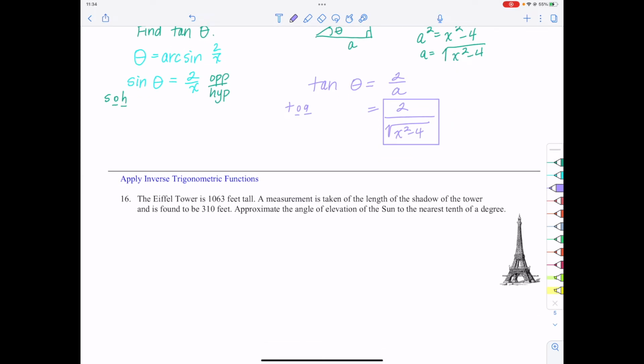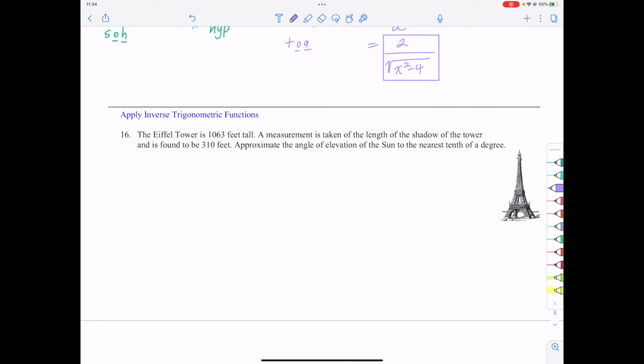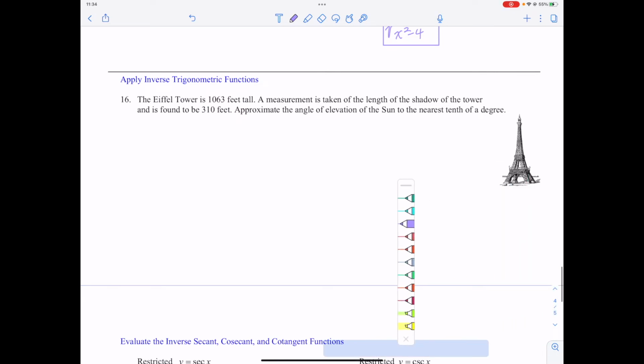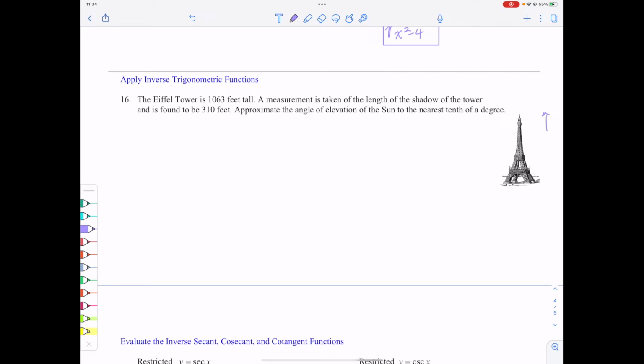Okay, now let's apply an inverse trig function to a word problem, an application problem. The Eiffel Tower is 1,063 feet tall. I haven't even continued to read this, but I'm just going to put that on there. Looks like I'm going to make a triangle. A measurement is taken of the length of the shadow of the tower. So that measurement is found to be 310.